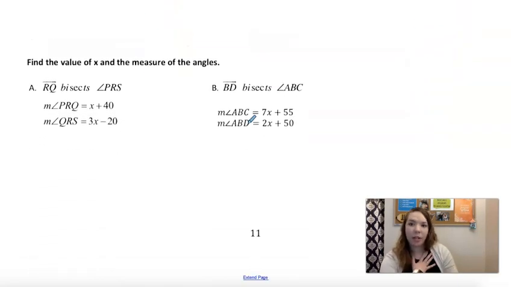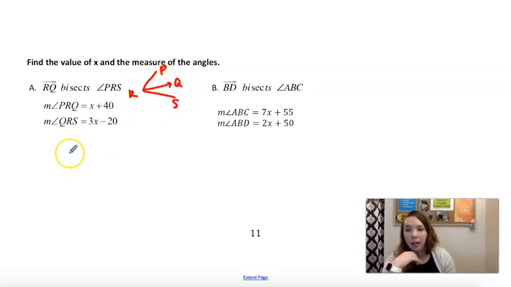All right, last two for today. Find the value of x and the measure of the angles. So if RQ bisects PRS, and again, a quick sketch really helps, I think. So PRQ is x plus 40. Okay, that's this piece. And then QRS, we're talking about the two small pieces, so they have to be equal. And again, I only know they're equal because they tell me it bisects.